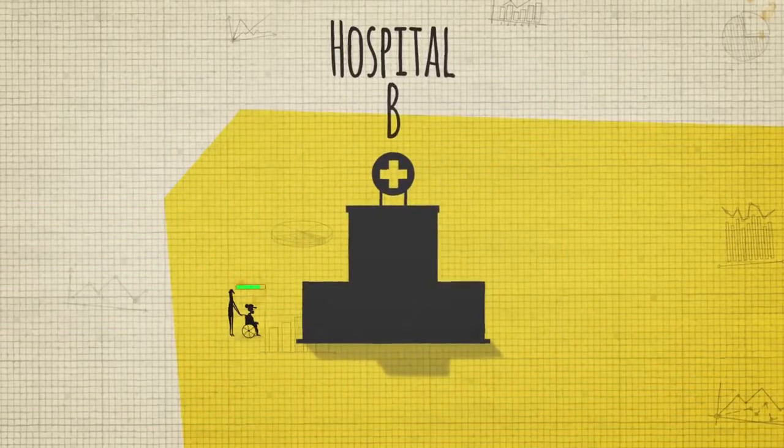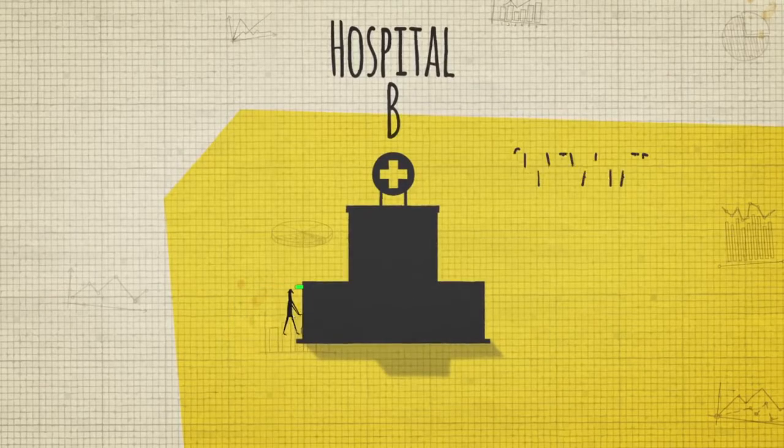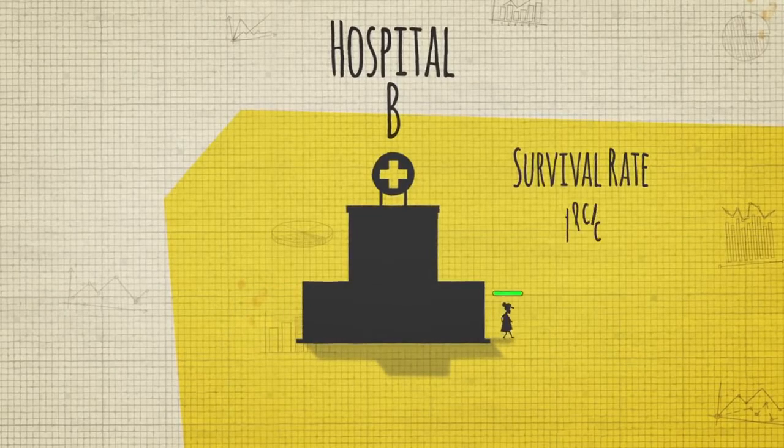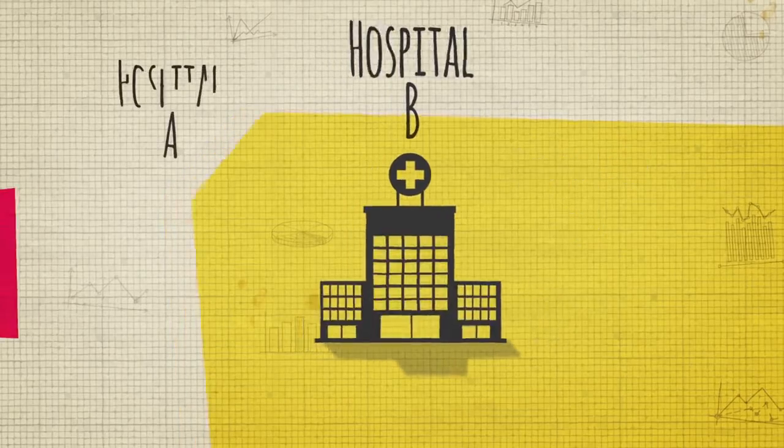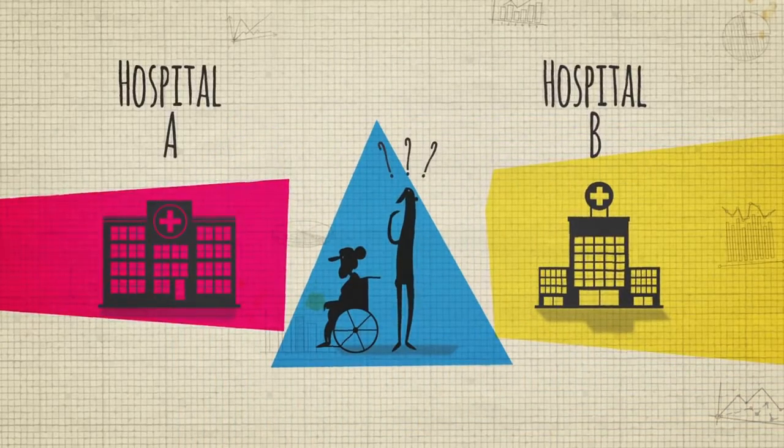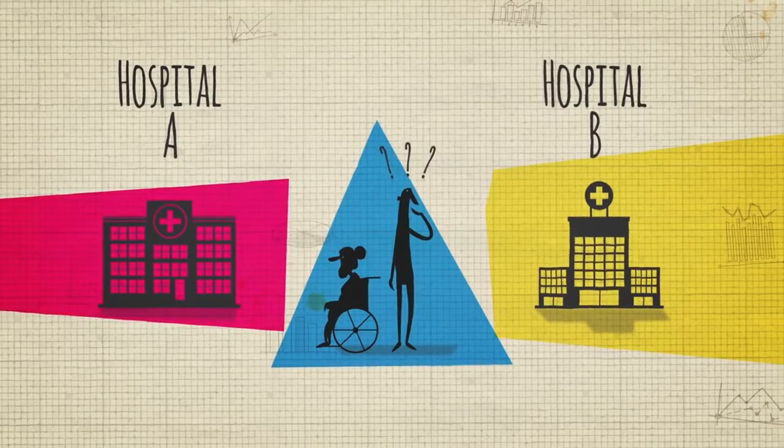Strangely enough, Hospital B is still the better choice, with a survival rate of over 98%. So how can Hospital A have a better overall survival rate if Hospital B has better survival rates for patients in each of the two groups?